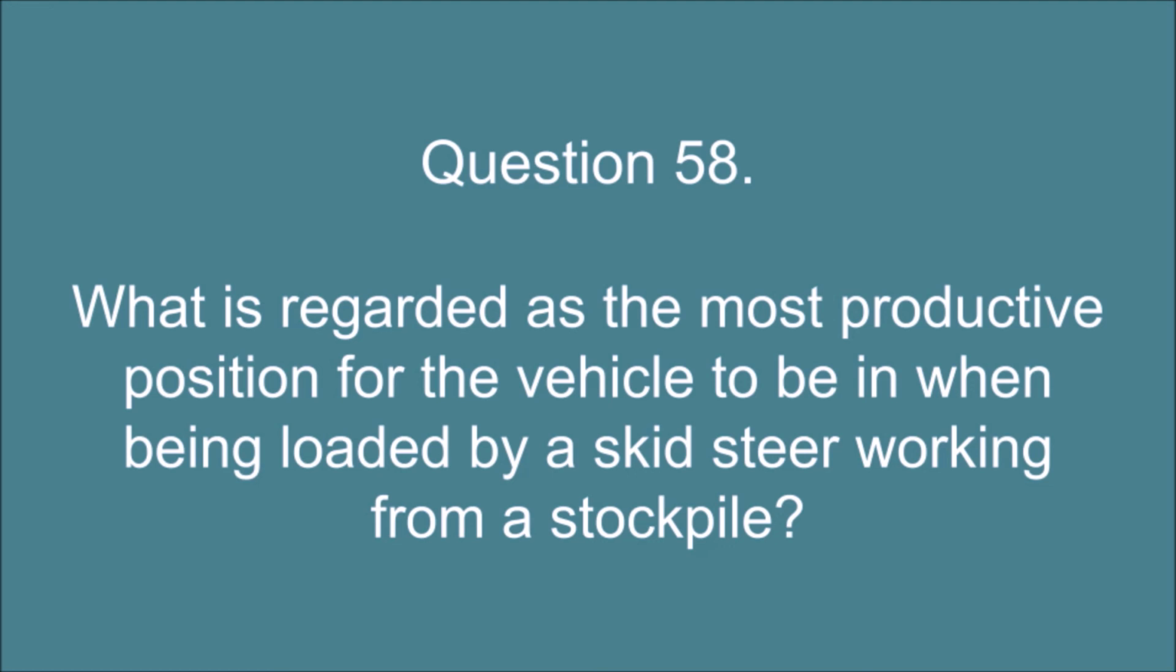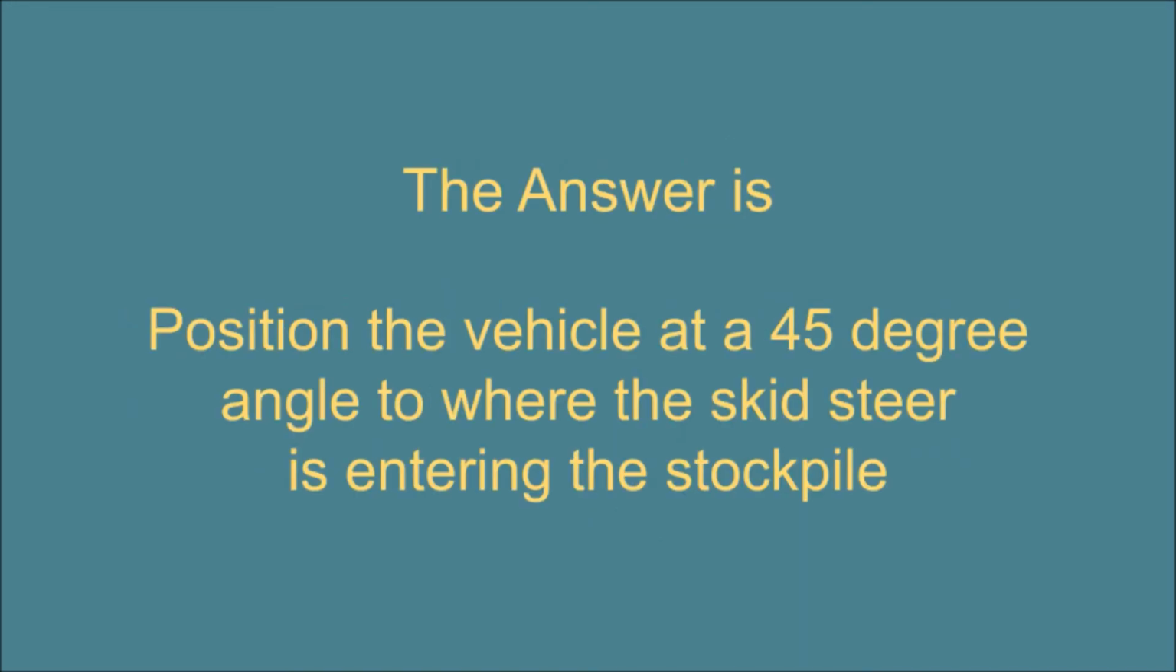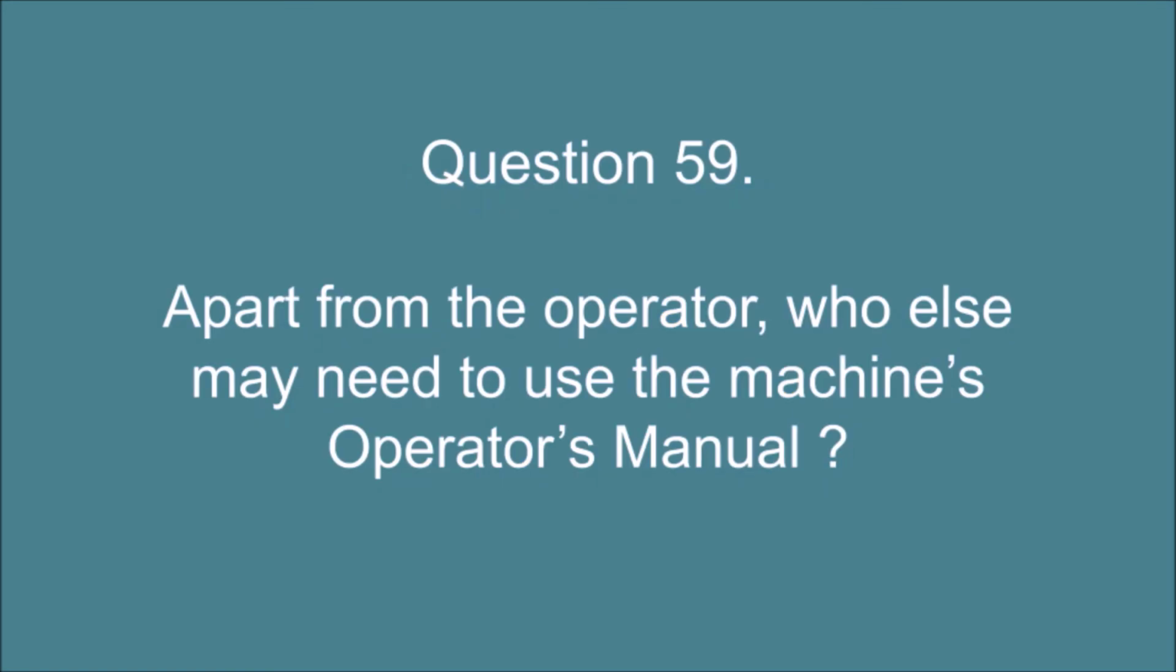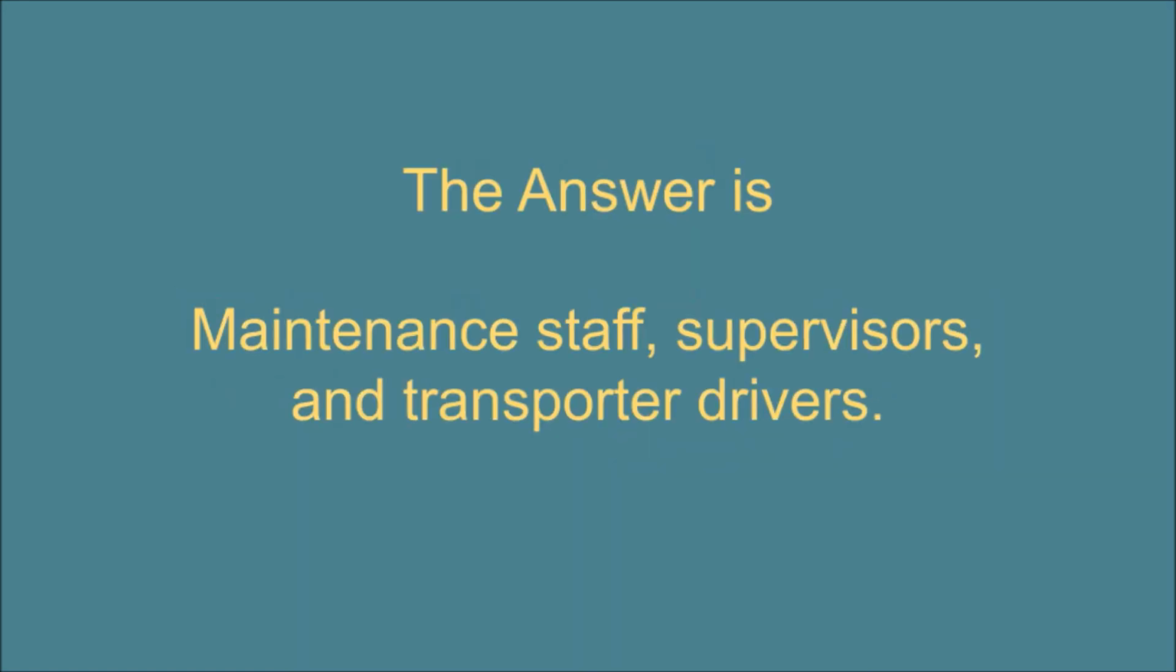Question 58. What is regarded as the most productive position for the vehicle to be in when being loaded by a skid steer working from a stockpile? The answer is position the vehicle at a 45 degree angle to where the skid steer is entering the stockpile. Question 59. Apart from the operator, who else may need to use the machine's operator's manual? The answer is maintenance staff, supervisors, and transporter drivers.